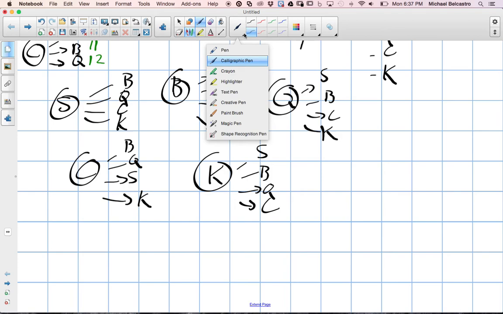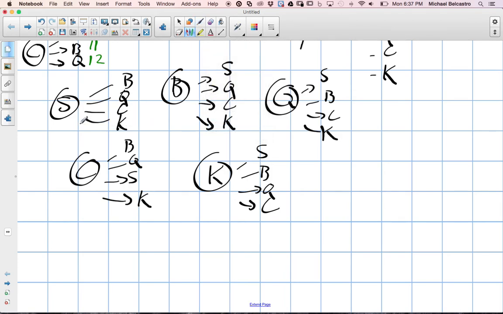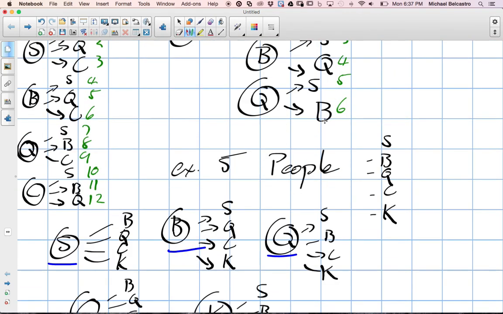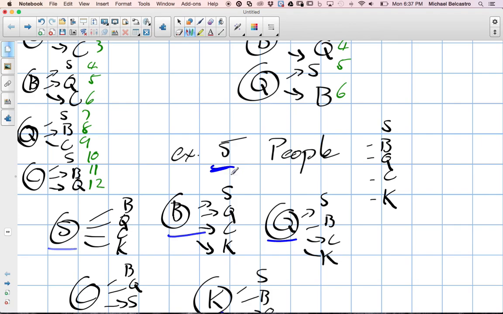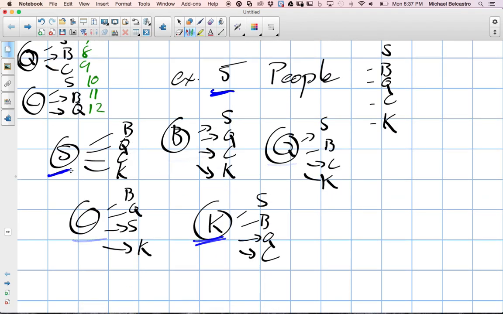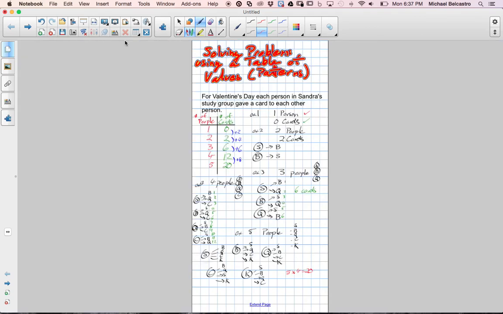So I'm going to use some multiplication to figure this out. If there are 5 people in the group, how many other people are left? You obviously don't give a card to yourself, so each person can give out how many cards? 4. That's right. So if we have 5 people giving out 4 cards, what mathematics can we use to figure this out quickly? 5 times 4, which equals 20. That's right. So did we predict properly? Yeah. We did. Excellent job.